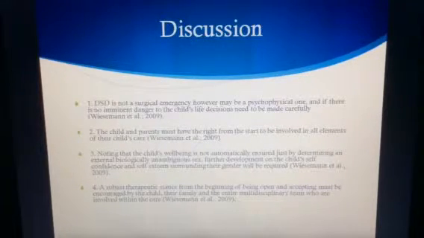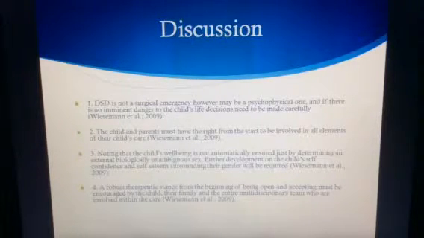Point 2. The child and parents must have the right from the start to be involved in the elements of their child's care. Point 3. Noting that the child's well-being is not automatically ensured just by determining an external, biologically ambiguous sex, further development of the child's self-confidence and self-esteem surrounding their gender will be required long into the future.